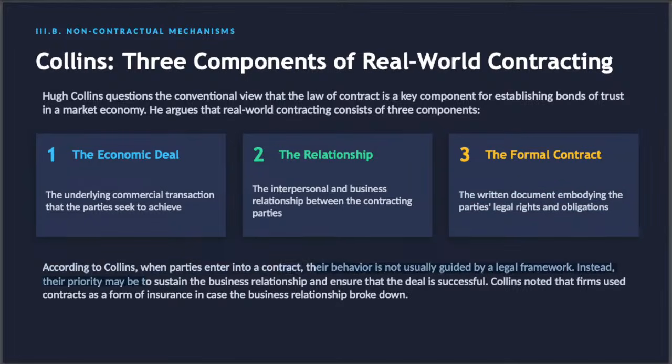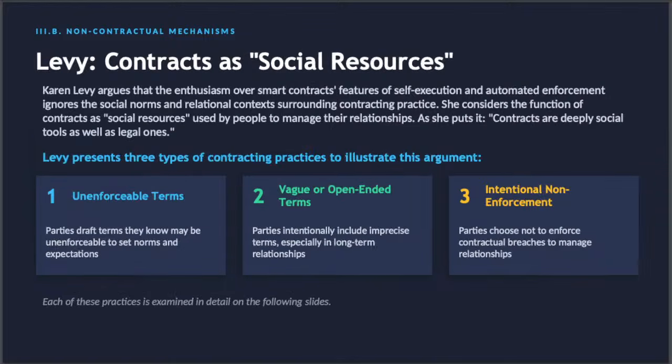According to Collins, when the parties enter into a contract, their behavior is usually not guided by a legal framework. Instead, their priority may be to sustain the business relationship and ensure that the deal is successful. Collins noted that firms use contracts as a form of insurance in case the business relationship broke down. So it's not the driving force, it's just there to back it up with legal rights and sanctions and a way to compel performance.